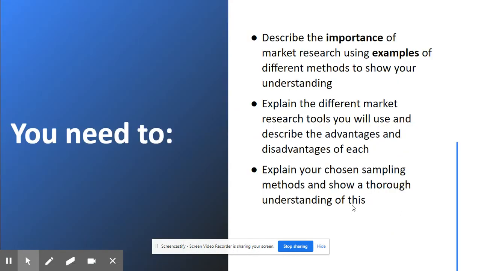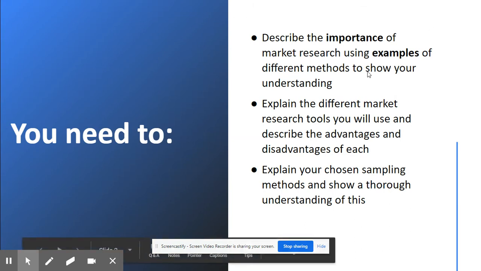Okay, so basically what you have to do is, number one, describe the importance of market research, and you've got to use examples, real life examples, to do this. If you haven't done this, then you'll be marked down a little bit, but if not, it's fine, really, because the important thing is that you have shown the importance of market research. Then you've got to explain the different market research tools that you're going to use, so interviews and mood boards, pros and cons for each, and then you do the sampling method.